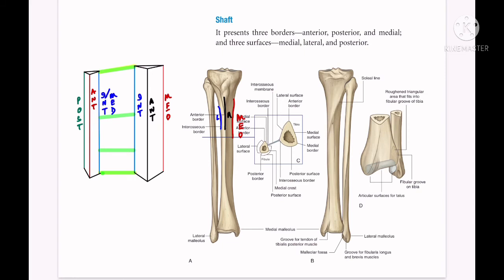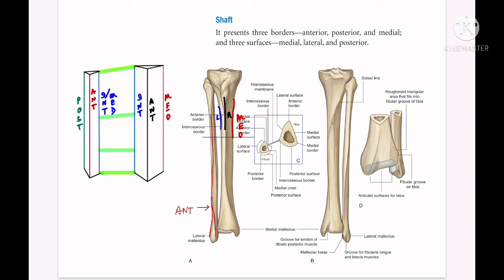Now the thing is that in a live specimen of bone, it is rather difficult to pinpointly locate these three borders. But still, I am giving you a glimpse regarding the borders of the fibula. First of all, this is the anterior border. The anterior border goes downward, and then it kind of bifurcates into two parts, enclosing a triangular area. This is the anterior border.